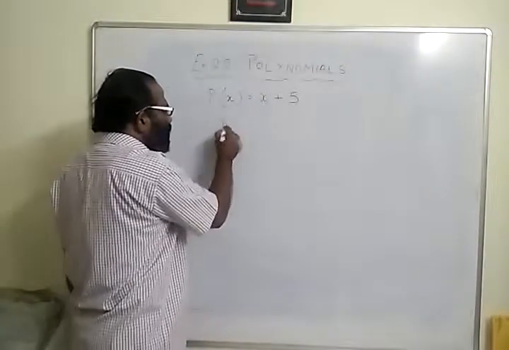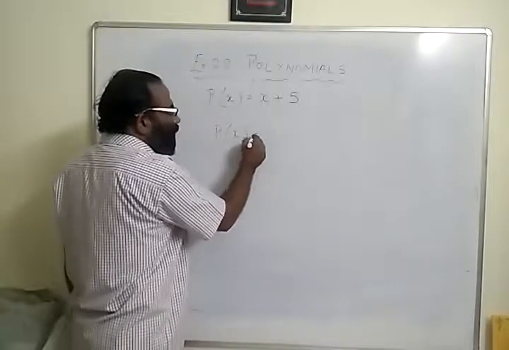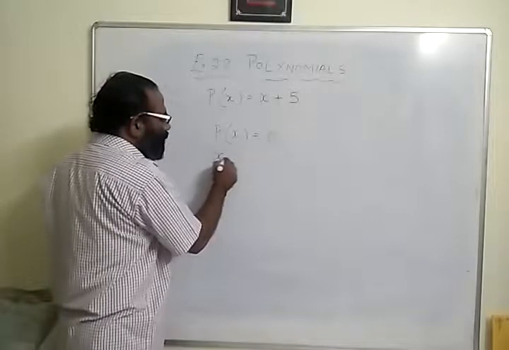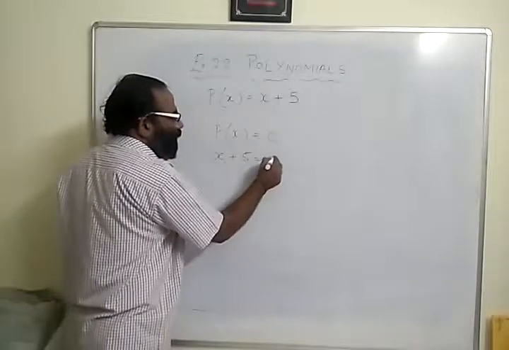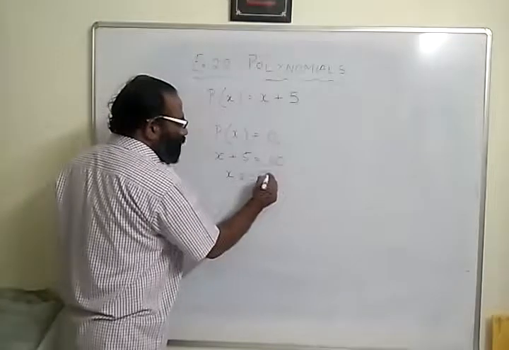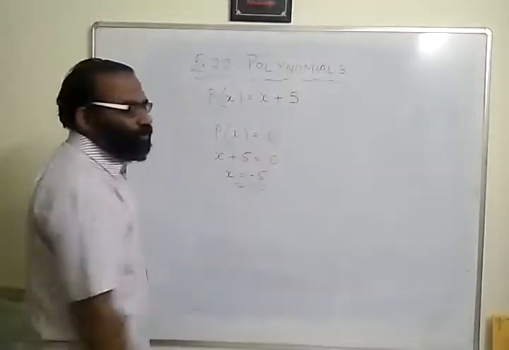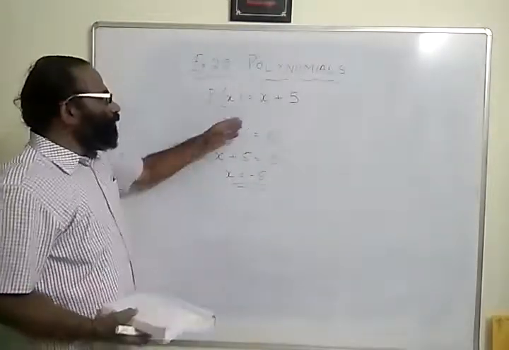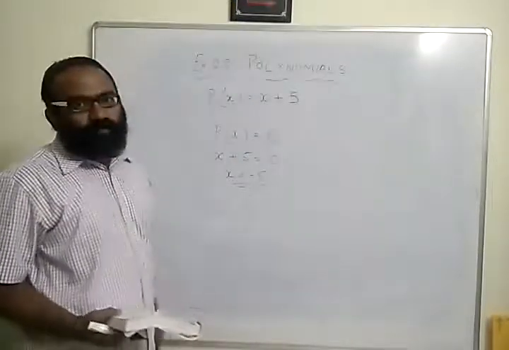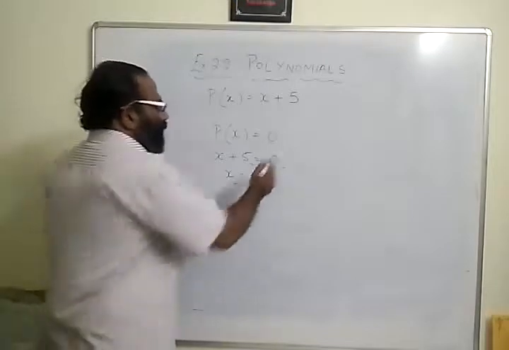So what would that become? So P of x would be 0 for some value of x. So let's write it as x plus 5 equals 0. So x is equal to minus 5. So the 0 of this polynomial is minus 5. So what we need to do is just equate the polynomial to 0 and find the value of x.